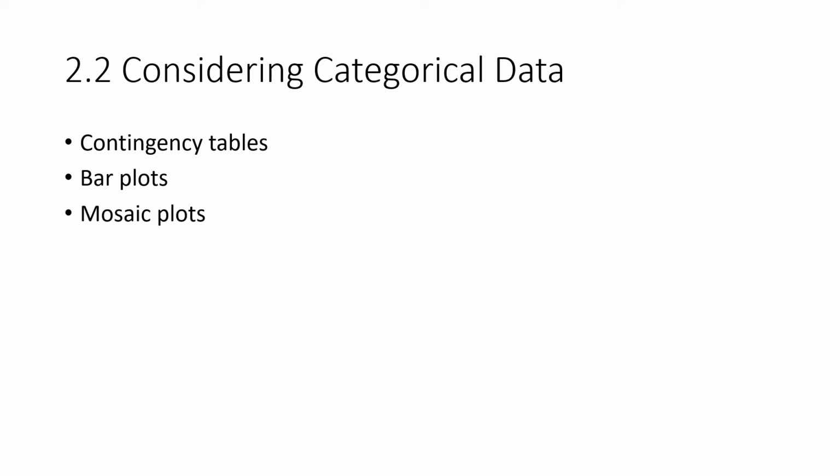In section 2.2, we'll learn about how to summarize categorical data. Categorical data is often summarized using tables called contingency tables, and we'll look at how those work. Also, we'll take a look at bar plots, which I'm sure many of you have seen before. And we'll also look at something called mosaic plots, which can be useful if we're looking for a relationship between 2 categorical variables.